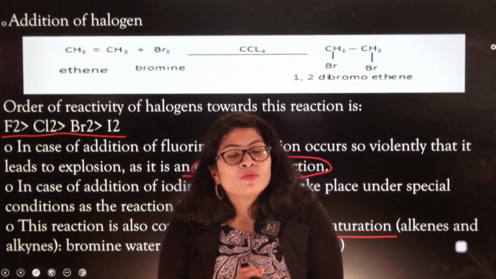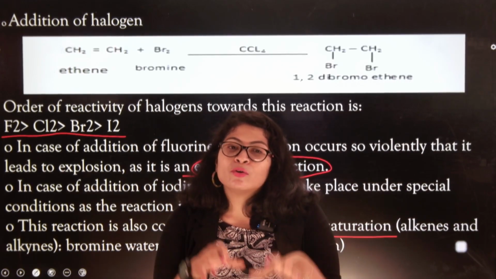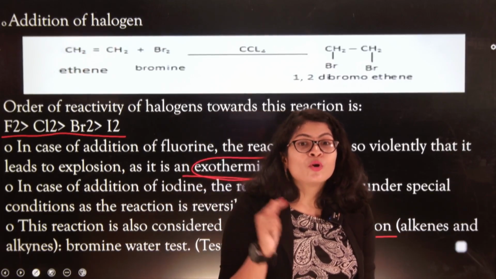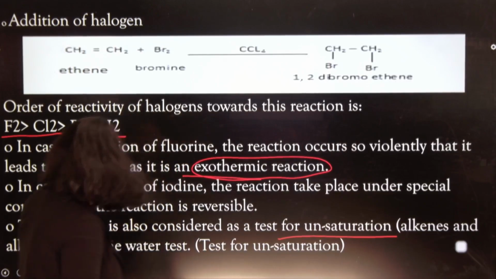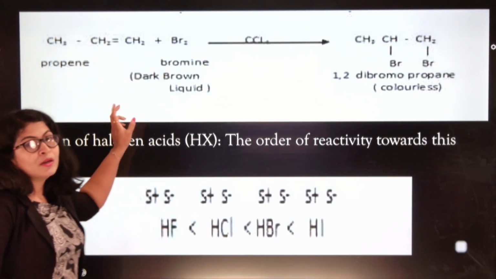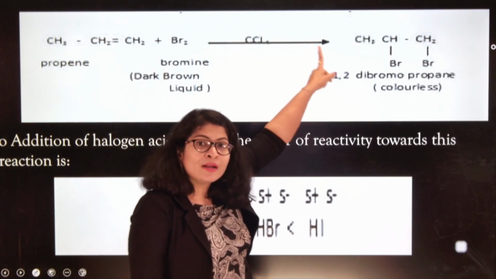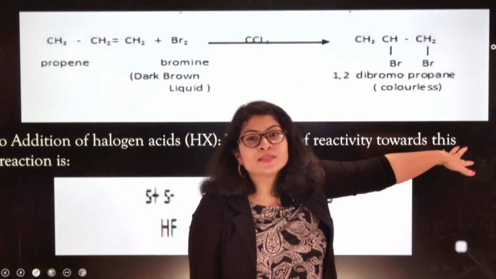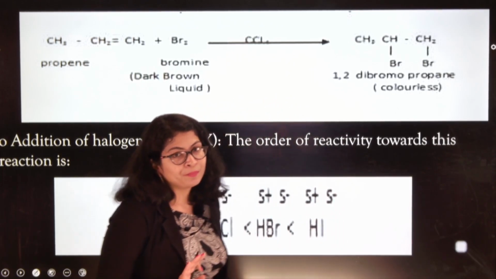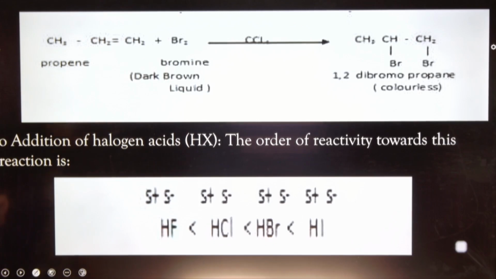So, if bromine water is getting decolorized, then that hydrocarbon was an unsaturated hydrocarbon, and that particular test is called the bromine water test. Okay. Bromine water has a dark brown color. If decolorization occurs, or it turns colorless, then there is obviously the presence of unsaturation in that hydrocarbon. Next is addition of halogen acids.